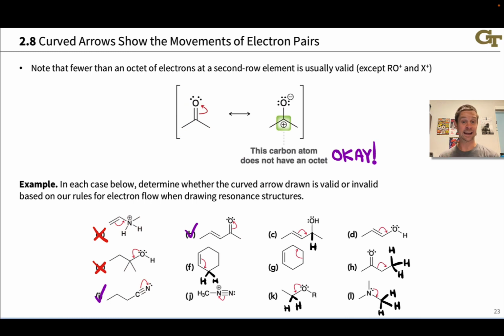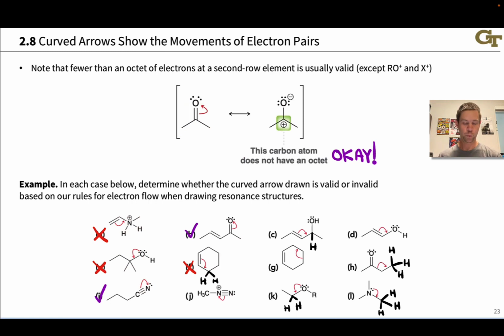For example, in F, it's very important for us to notice that where we're sending electrons is already saturated, right? It's got 2 H's there. It's satisfying the octet rule with 4 single bonds. So that's not a good electron sink. This would add a 5th bond to that carbon, and so the electron flow in F is invalid.